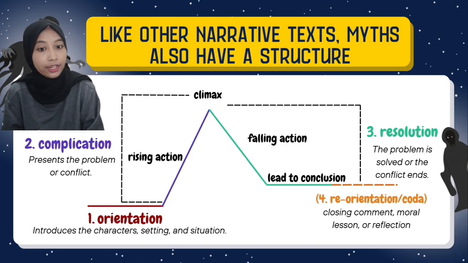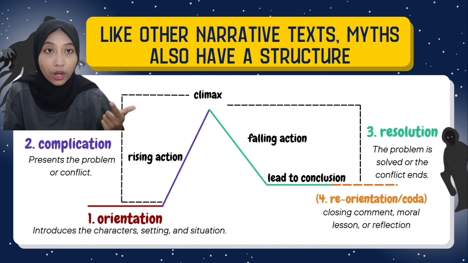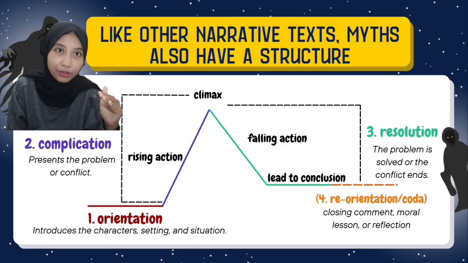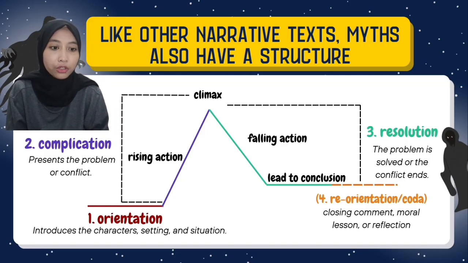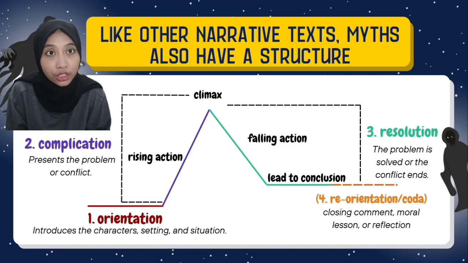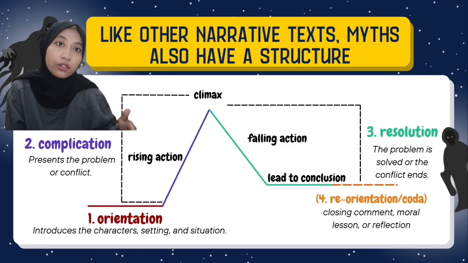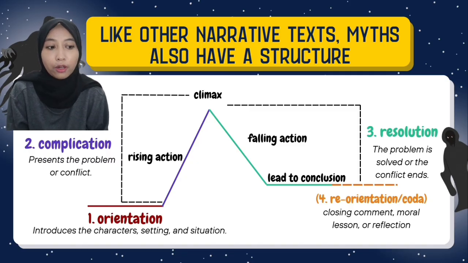In complication, there are rising action and climax. Climax is the highest point of the story. After the climax, the story will go down. That is what we call resolution, the third part of the structure. In resolution, there is a falling action. That means the problem starts to be solved or the conflict starts to end. The fourth one is reorientation or coda. This one is optional. It includes a closing comment, moral lesson, or reflection.